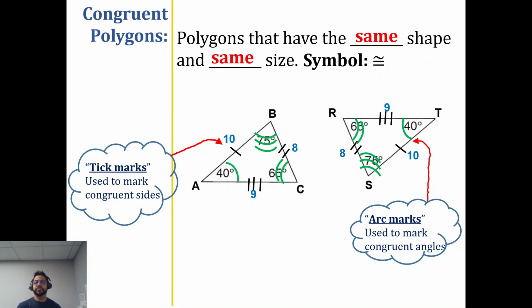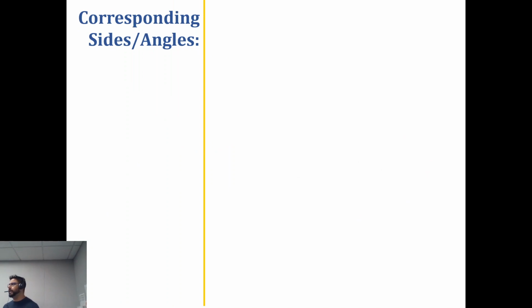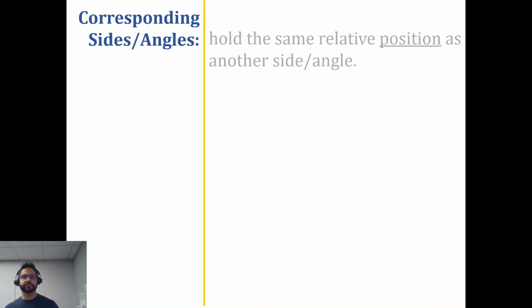So again, on this triangle, we have our marks and our arcs labeled. We have our numbers identified. Our sides are 8, 9, 10. Our angle measurements are 40, 65, and 75 degrees. So what we're going to go ahead and do now is try and match up if we don't have those numbers given to us. So it says corresponding sides and angles.